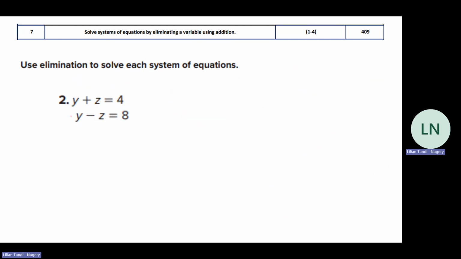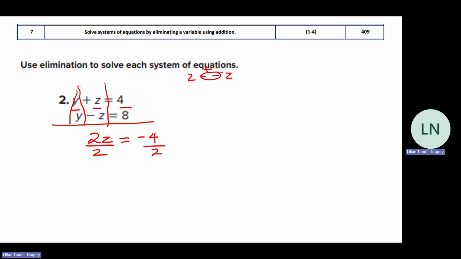Okay, let's do this. Do I have same letter, same number? Yes. Y and z. So I draw my houses, and they are the same sign, so I will minus. I will minus each house. This becomes 0. This becomes 2z. Z minus negative z becomes plus z, which is 2z, equals 4 minus 8, which is negative 4. Divide by 2 on both sides. So this becomes z equals negative 2.